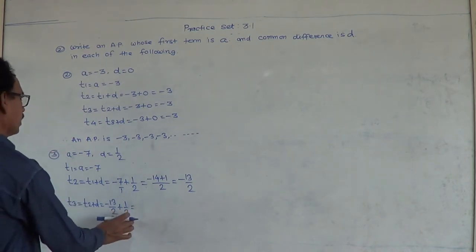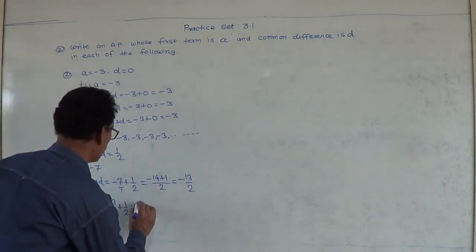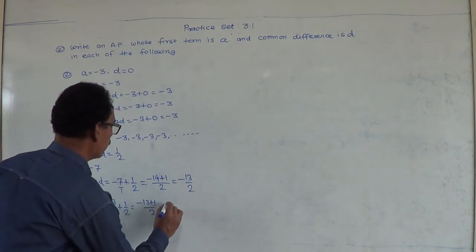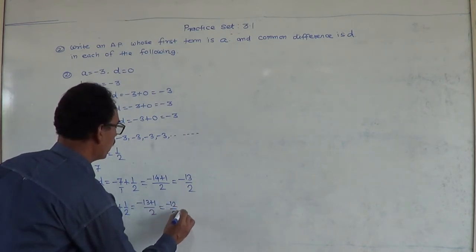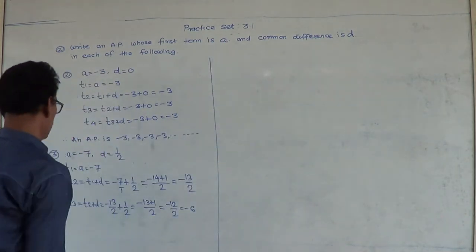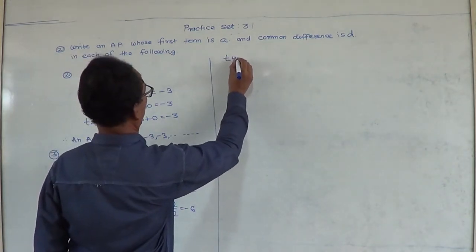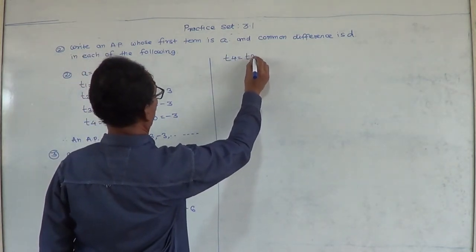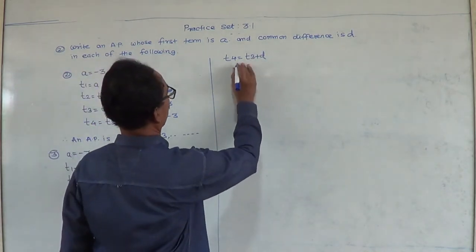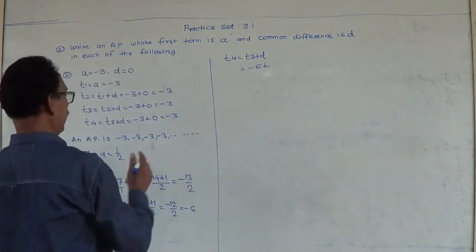So here denominator is same, so we can add minus 13 and 1. So here will be minus 13 plus 1 divided by 2, and we will get minus 12 by 2, and the answer will be minus 6. Next we will find T4. So what about T4? T4 will be T3 plus D. Our T3 is minus 6, and we have to add 1 by 2.